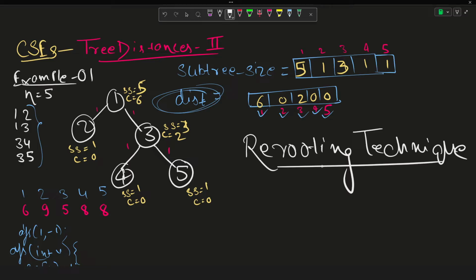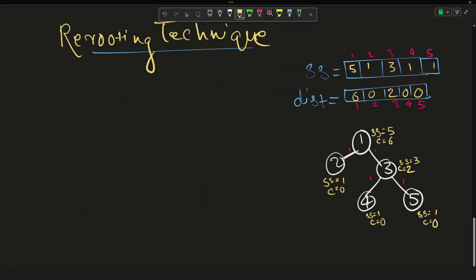So as the name of this technique suggests, that is rerouting, it clearly means that we would be rerouting our vertices every time. That is, if initially we have considered 1 as the root of this tree, then the next time we will consider 2 as the root, and then in the next time we will consider 3 as the root, then 4 as the root, then 5 as the root, right? So this is my old tree, right, which corresponds to these 2 arrays.